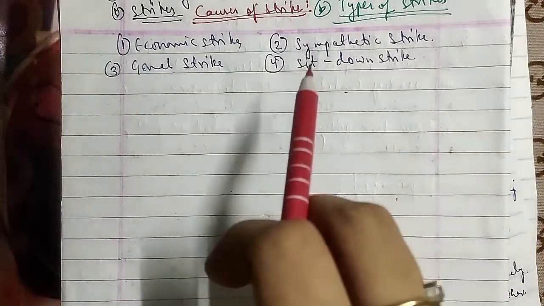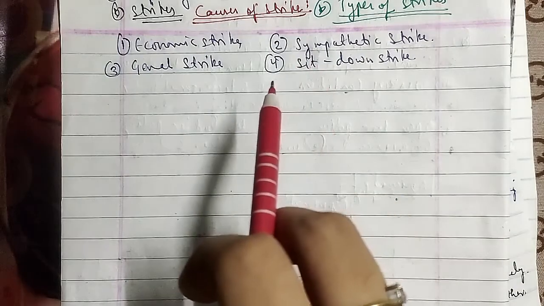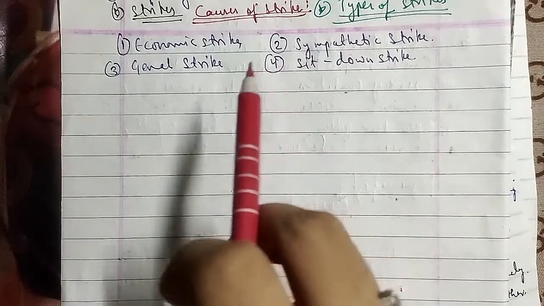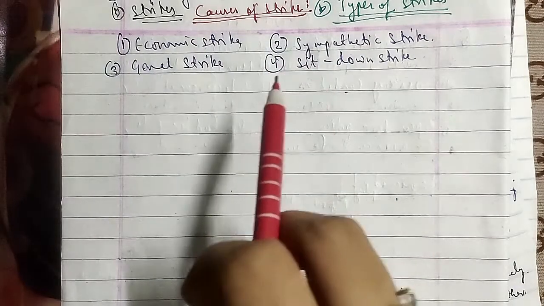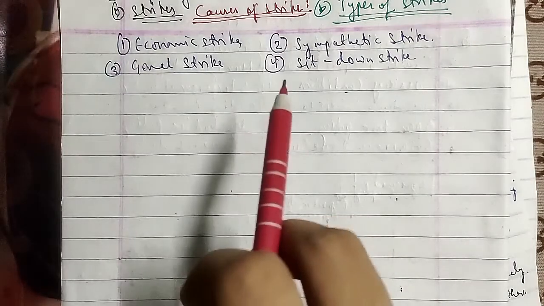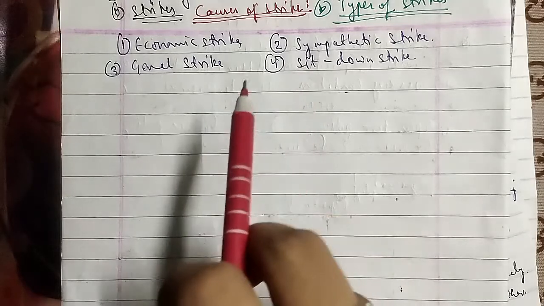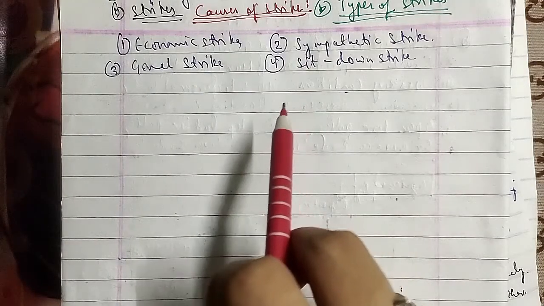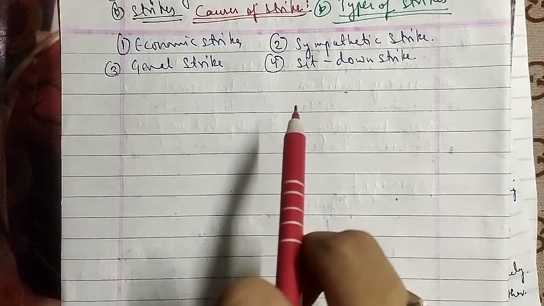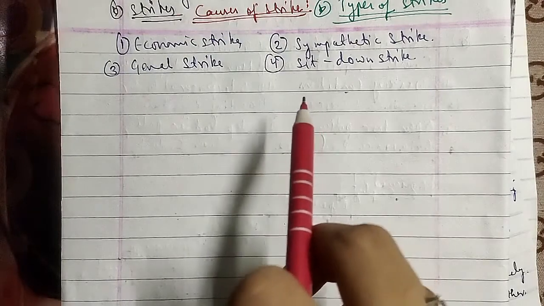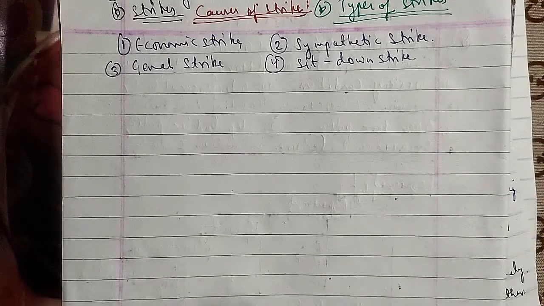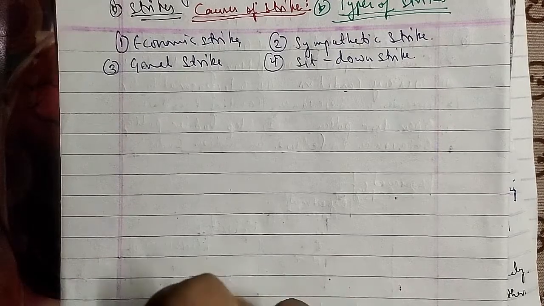An example: in June 1998, all the municipal corporation employees in Punjab observed a pen-down strike to protest against the non-acceptance of their demands by the state government. That was done in India, in Punjab in 1998, the pen-down strike. The fifth we'll talk about is the slow down strike.